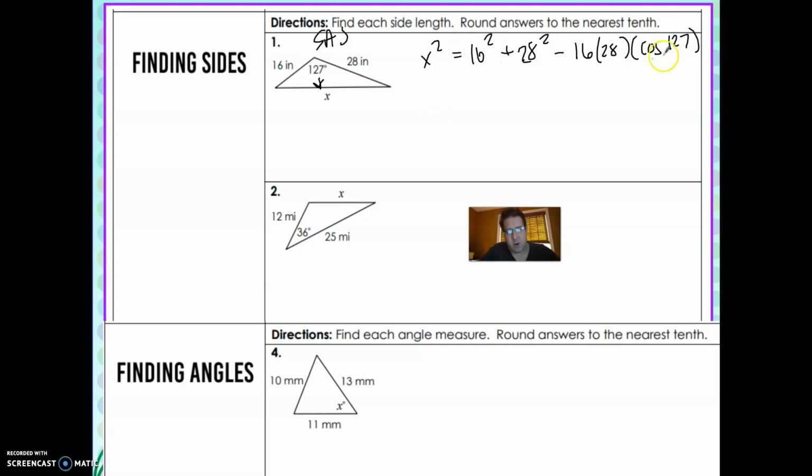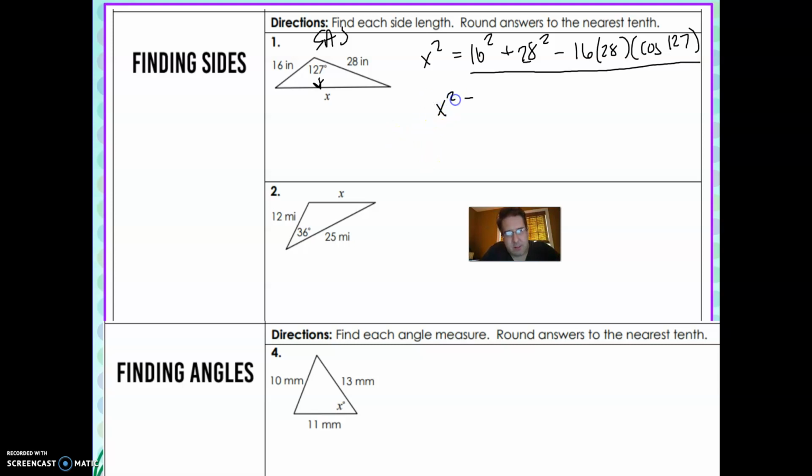Now, this is a nice question because I'm solving for a side. And when you're solving for a side, I can literally just put this all into the calculator and press enter. As you wait for me to do that. So 16 squared plus 28 squared minus 2 times 28 times 16. It really doesn't matter that I put those in backwards, times cosine of 127. Press enter and I get this.